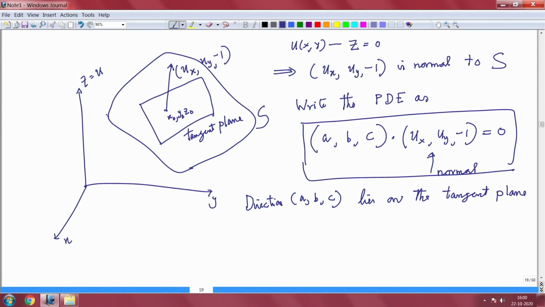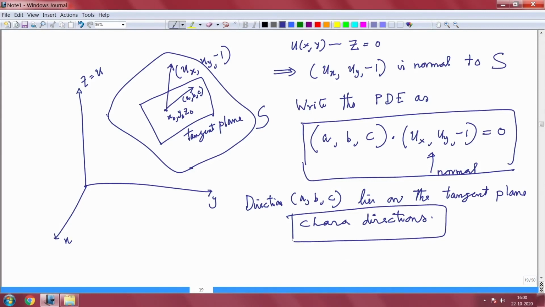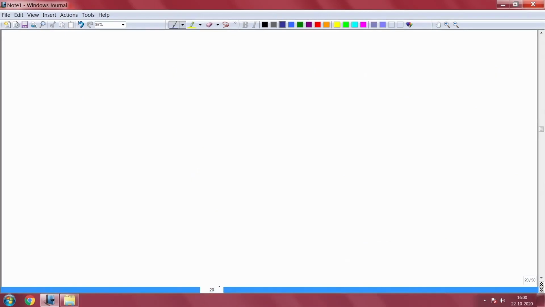That means ABC lies here, ABC, that is a picture. So, the PDE just tells that for a surface, ABC lies on the tangent plane. So, this gives a very interesting thing now, and this is called the characteristic direction. Okay. So, this is called ABC, the characteristic curve. So, what we are going to see, immediately, is that a surface is an integral surface.